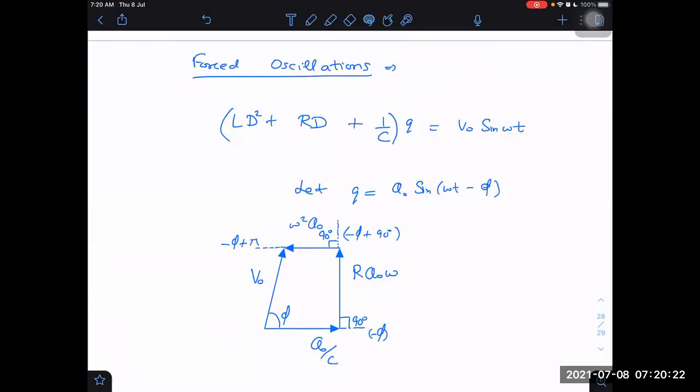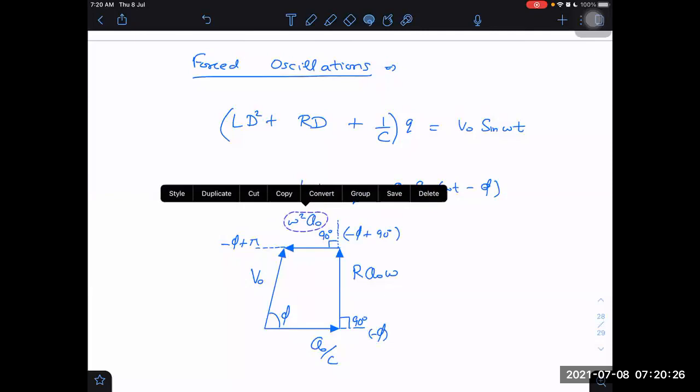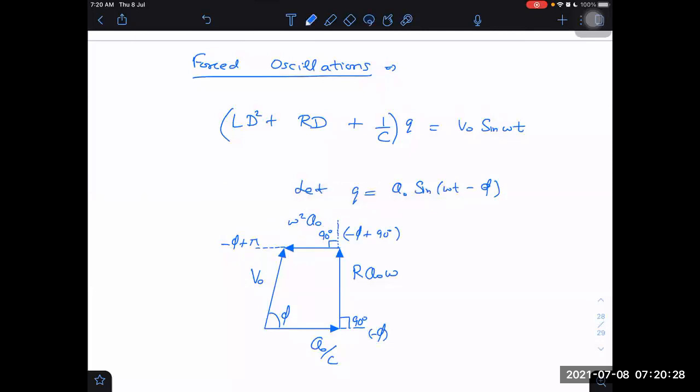Sir, there you forgot Q naught omega square L. Where do I have to write? There, in this place. Yes, sir, in this place L. That's it, that only. All right.